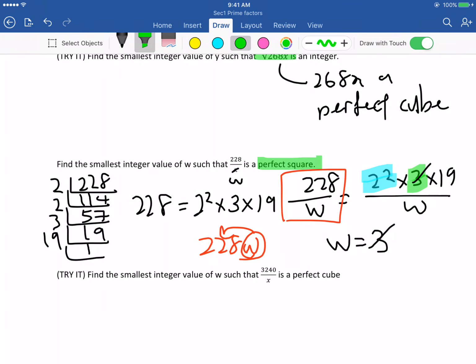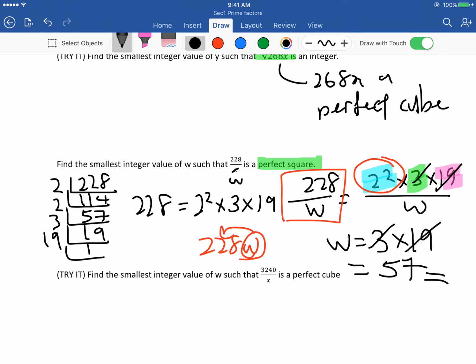How about the next one? 19. 19 is here. So what must w be so that 228 over w becomes a perfect square? Your w must be 19. Why? Because 19 and this will cancel. Hence, the perfect square will just be this. So what's w? W is equal to 3 times 19, which is 57. That's the answer.